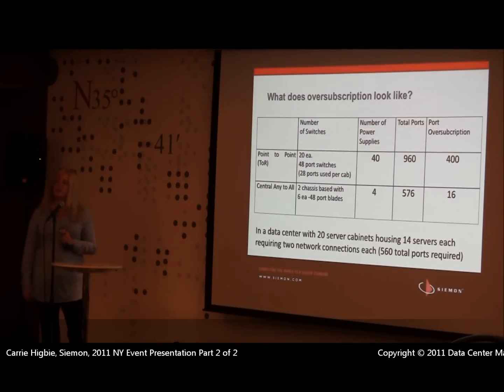So if we just compare those over 20 cabinets, if I do top of rack or point to point, as it's called in the standards, I add 40 power supplies, I pay for 960 ports, and on average there's about 400 ports I can't use. If I do the central any to all, I have 4 chassis, with more energy efficient power supplies. I pay for 576 ports, and there's 16 ports that I can't use.